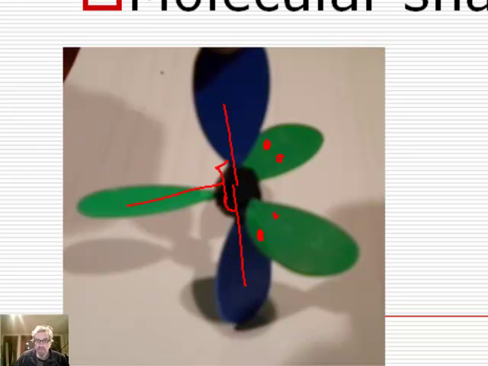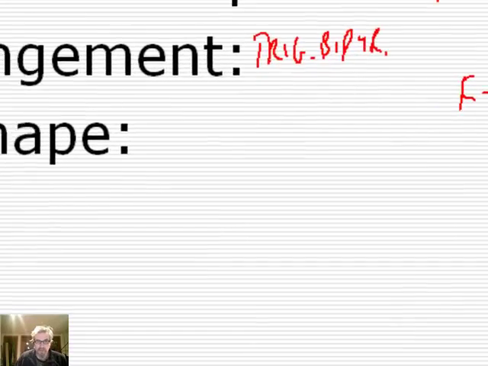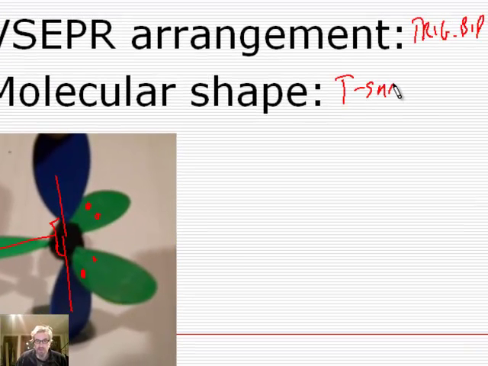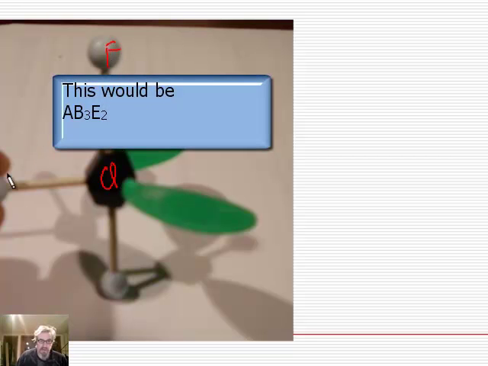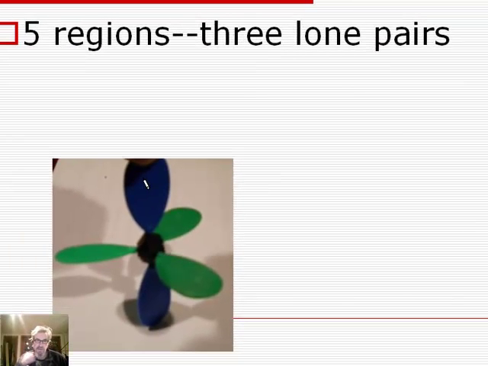The VSEPR arrangement, of course, is trigonal bipyramidal. But the molecular shape is very simple. It looks like the letter T, and so we call this a T-shaped molecule. There's a picture of the molecule itself. For the example we were using, here's chlorine in the center, fluorine, fluorine, fluorine, and then we have lone pairs there and there.